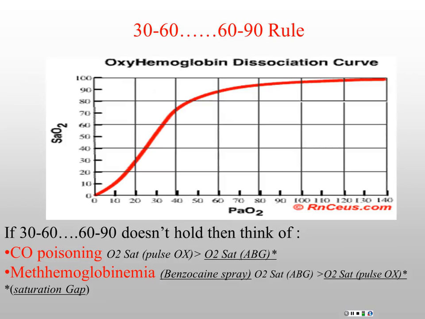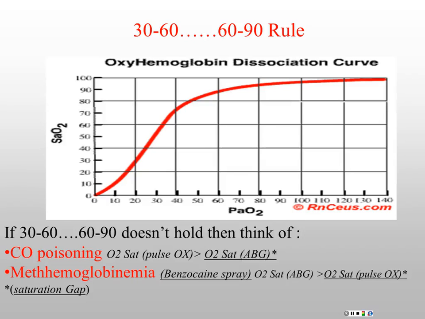Next, we will talk about the oxyhemoglobin dissociation curve. There is what's called the 30-60-60-90 rule. If you do your blood gas, the partial pressure of oxygen at 60 millimeters of mercury will be almost equal to 90% saturation on your pulse oximeter. If this rule doesn't apply, you have to think about carbon monoxide poisoning or methemoglobinemia. The presentation will be different.